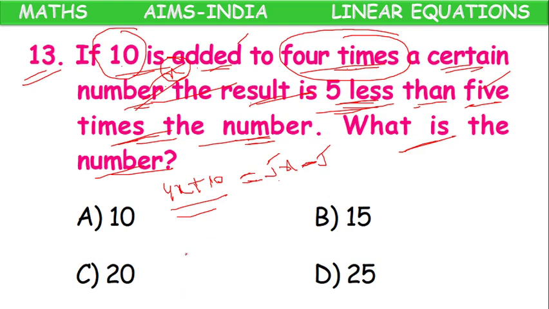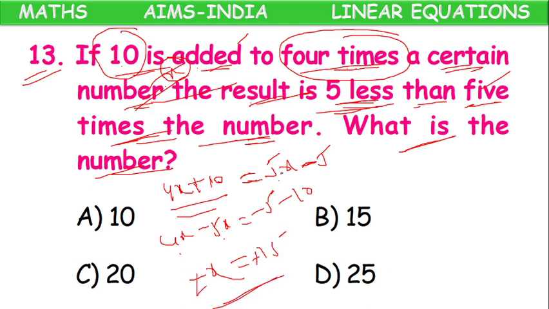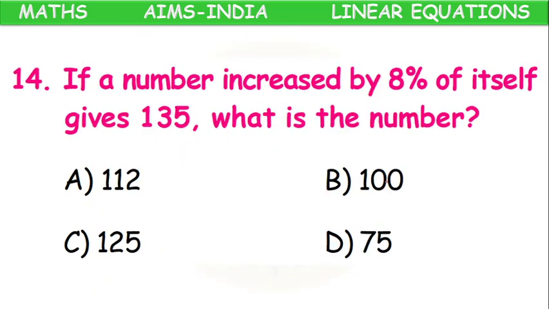So all x on one side: 4x, and 5x will come to this side, minus 5x, equals minus 5 is here. Plus 10 goes to that side, we can write it as minus 10. 4x minus 5x, minus x, equals minus 10 minus 5, minus 15. Minus cancels, x equals 15. So B option, x equals 15, is the right answer. Next.